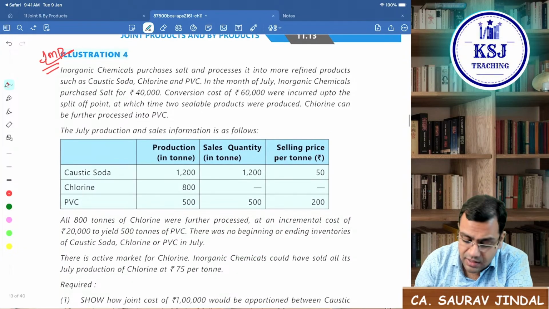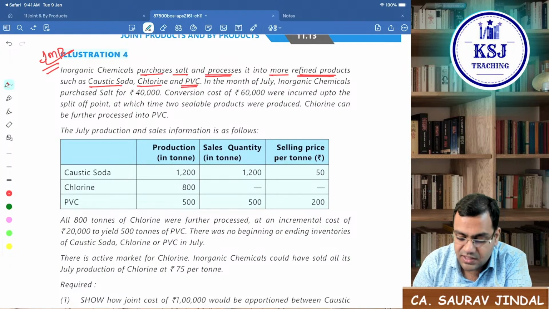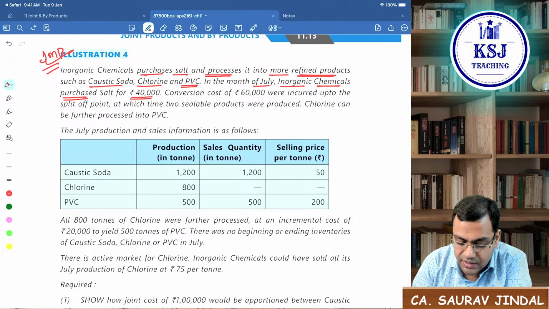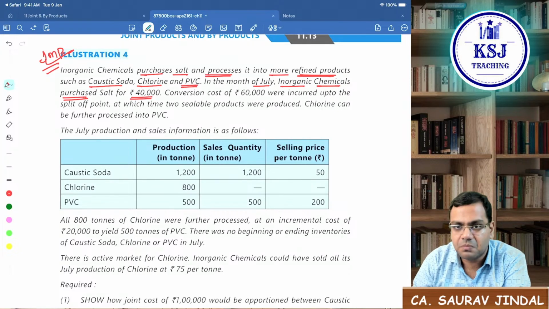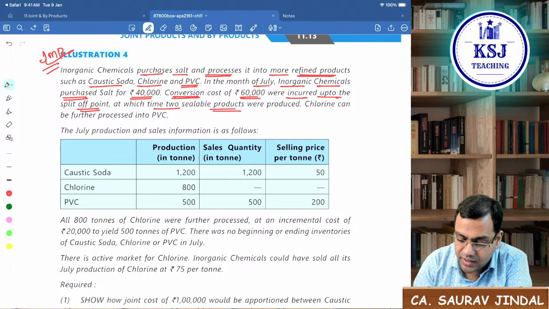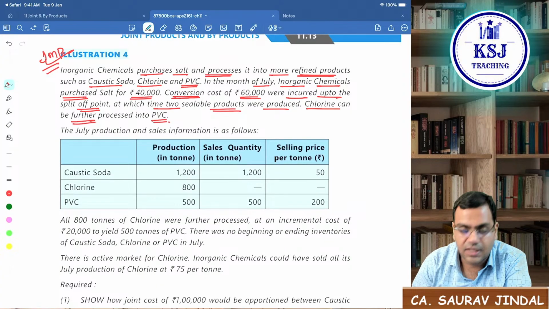Inorganic Chemicals purchases salt and processes it into more refined products such as caustic soda, chlorine, and PVC. In the month of July, Inorganic Chemicals purchased salt for rupees 40,000. The conversion cost of 60,000 was incurred up to the split off point at which the two saleable products were produced. Chlorine can be further processed into PVC.